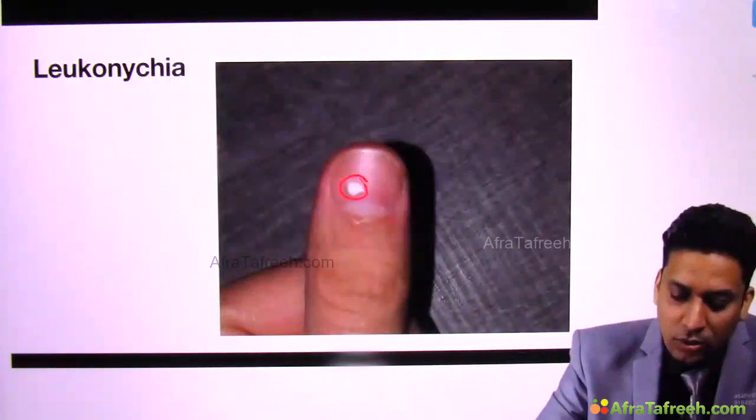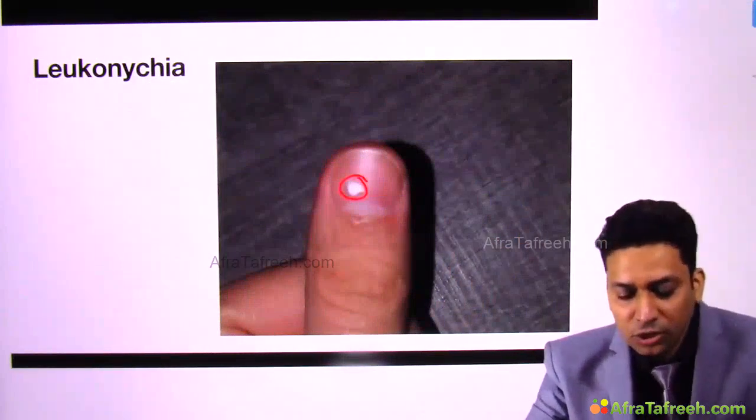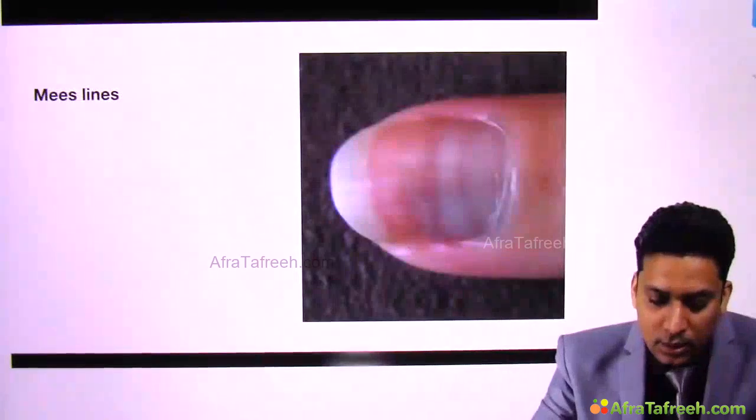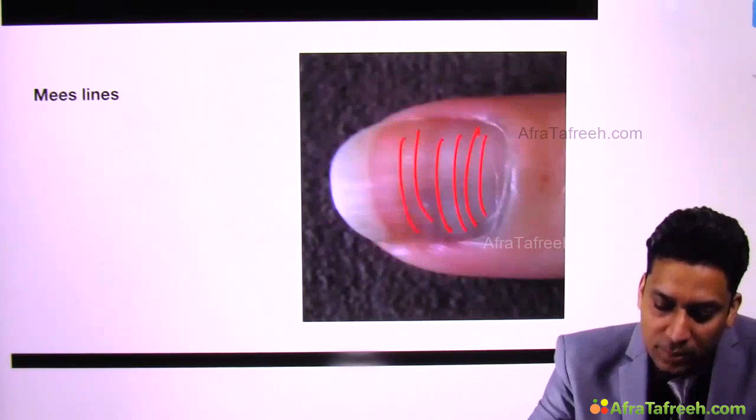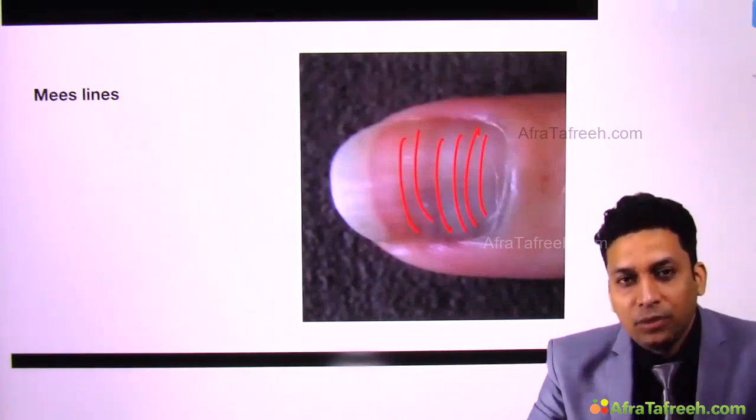This is a normal leukonychia. This is idiopathic normal leukonychia. Nothing to worry about this. Then Mees lines. These are again the transverse lines which are seen in a patient suffering from thallium or arsenic poisoning.